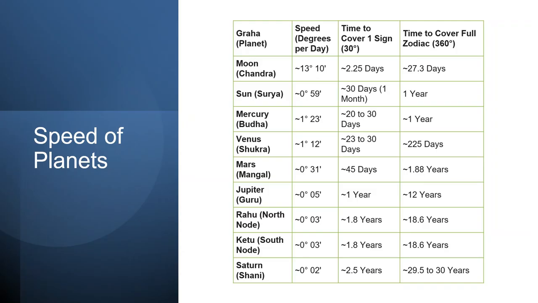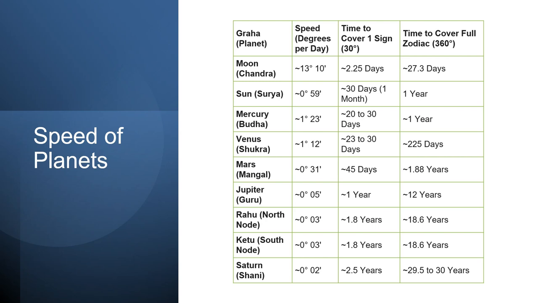Now let's say a planet is moving faster. Let's say Mercury. When you were born, Mercury was moving faster. The speed of Mercury was faster than its normal speed. What does it mean? Mercury represents intelligence, so it means that you will grasp things faster. It will be easier for you to grasp things.